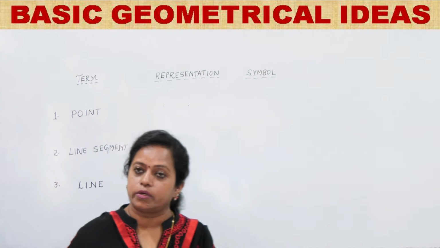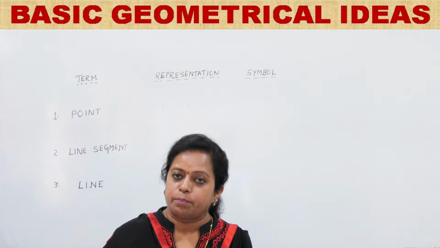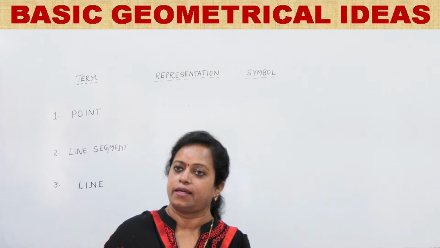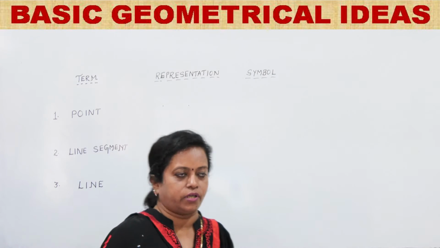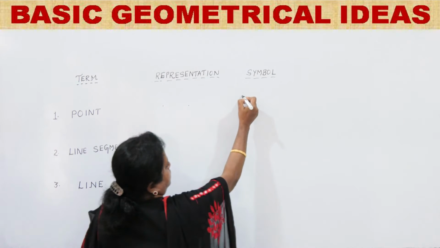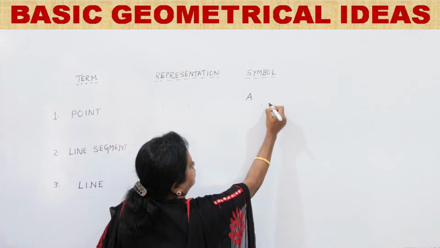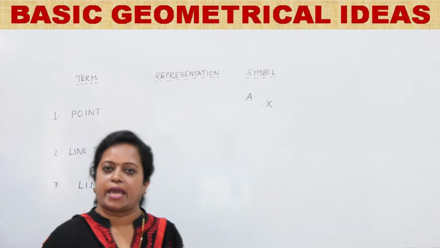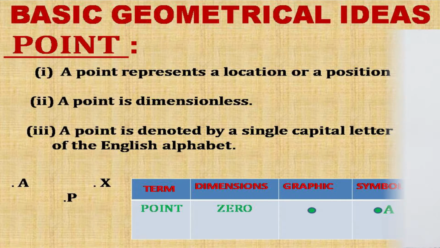So how do I denote a point? I can denote a point by using the capital letter of the English alphabet. Any capital letter of the English alphabet will refer to the point which I am referring to. So if I have to name this point, how will I name? This point can be named as A, or any alphabet can be used, but it has to be used in the capital form.